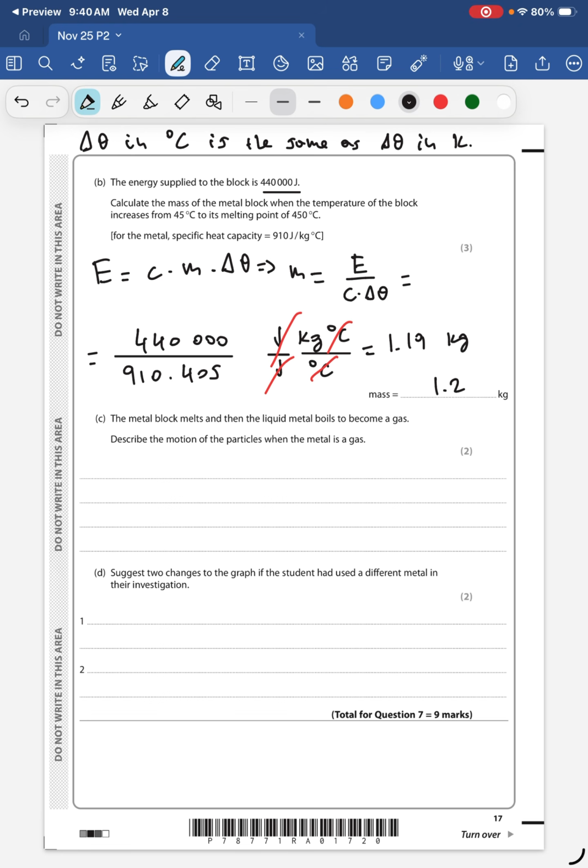Okay, the metal block melts and then the liquid metal boils to become a gas. That sounds terrifying, because it's a metal. So, describe the motion of the particles when the metal is a gas. So, gas particles have high speeds, okay, and they move randomly.